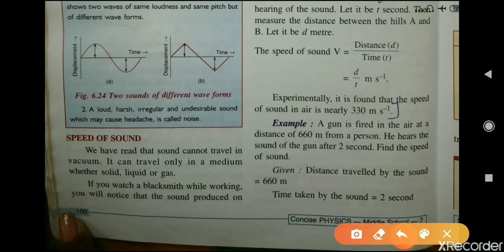We have read that sound cannot travel in vacuum. It can travel only in a medium, whether solid, liquid or gas. I have already explained to you that sound needs a medium for its propagation.